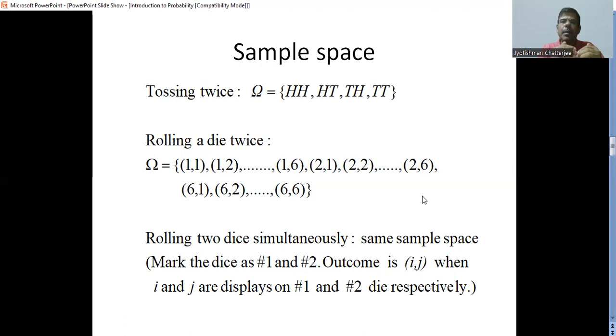After having built this convention, you can write the sample space, that is the set of all possible outcomes, as I comma J, where I can be any integer between 1 and 6, and J is any integer between 1 and 6. So that way, this is same as the sample space that we talked about when we rolled a die twice.